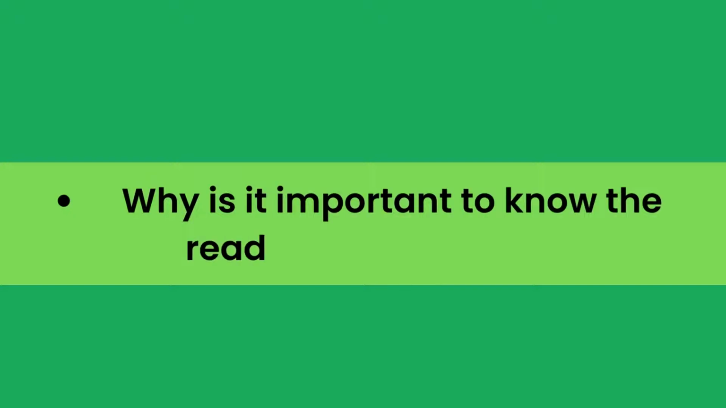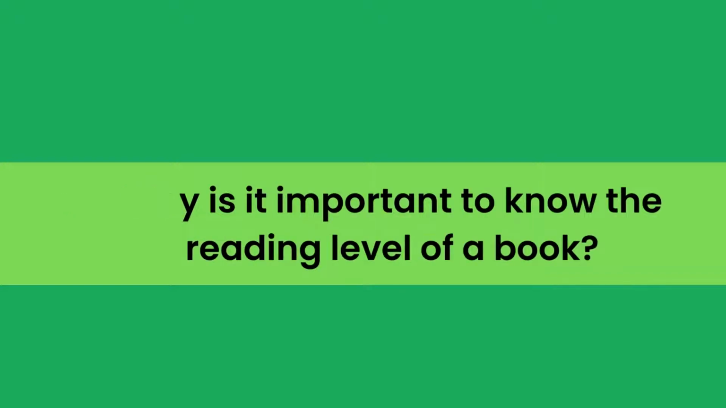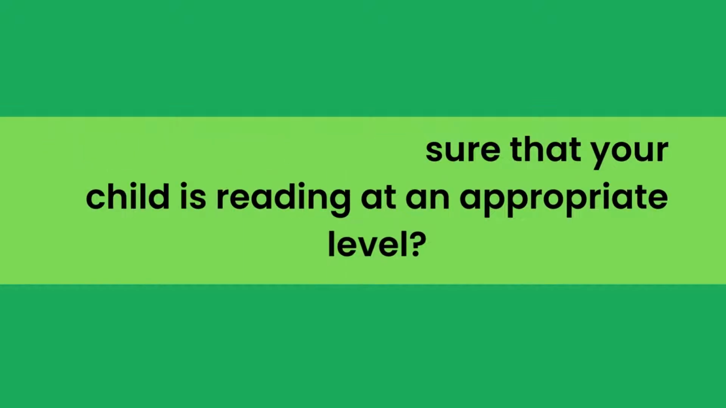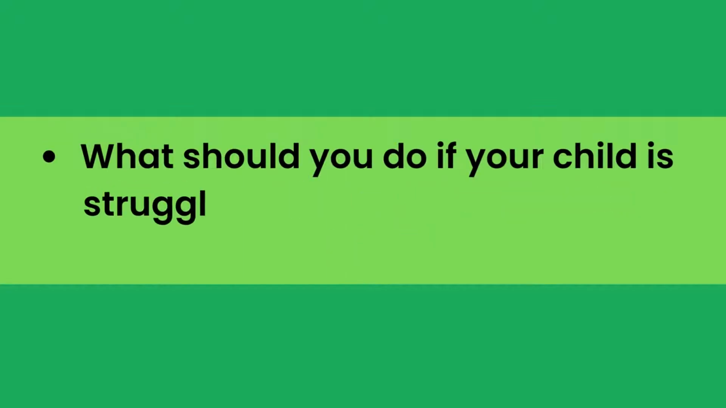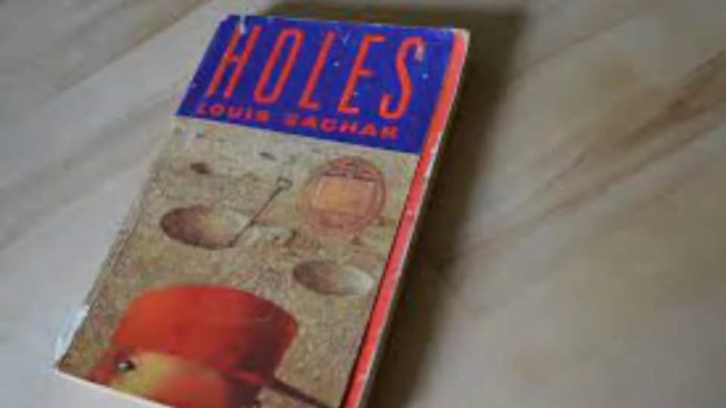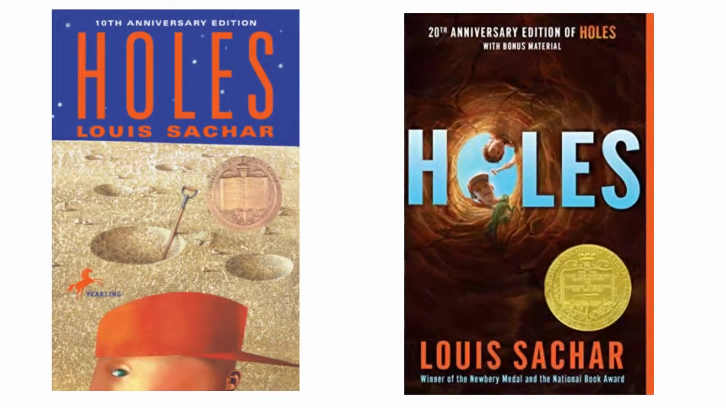Number 5. Why is it important to know the reading level of a book? Number 6. How can you make sure that your child is reading at an appropriate level? Number 7. What should you do if your child is struggling with a particular book? And some related matters.